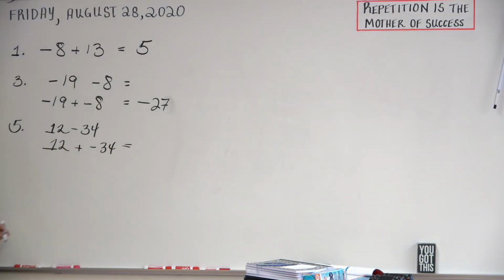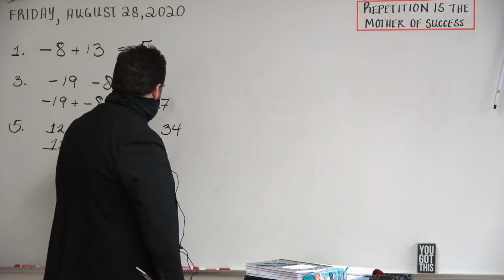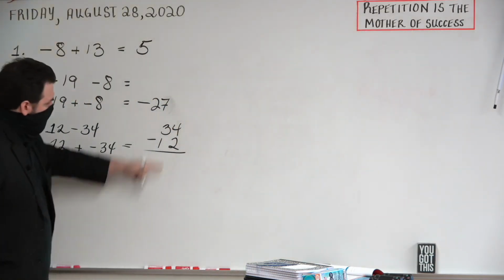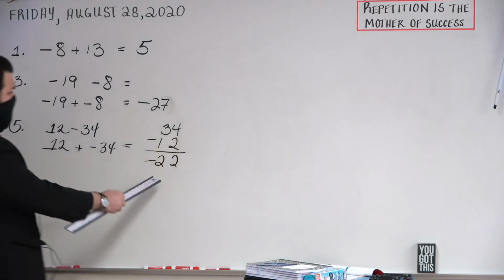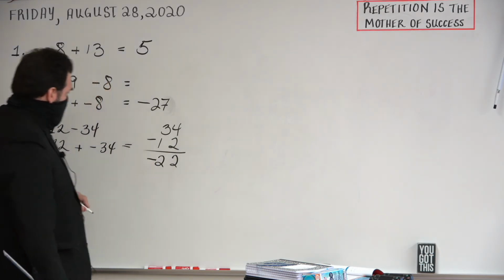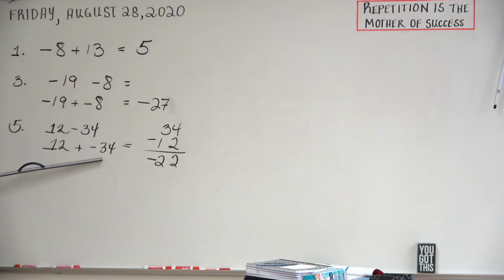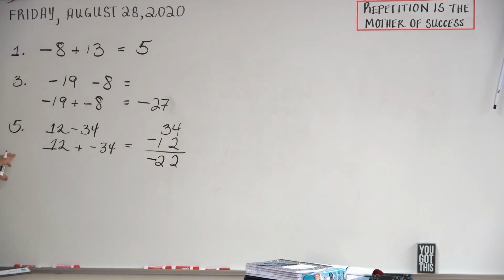The way we actually do this is you take 34, put it on top, and subtract 12. 4 minus 2 is 2. 3 minus 1 is 2. Put a negative sign in front of it. It's negative 22. If the bigger number is negative, and you have a positive and a negative, and you're combining them, negative wins. Okay? Negative 22. Everybody good with number 5?